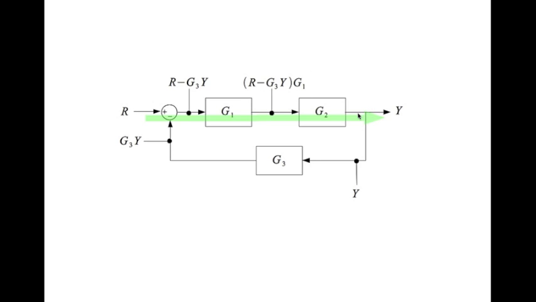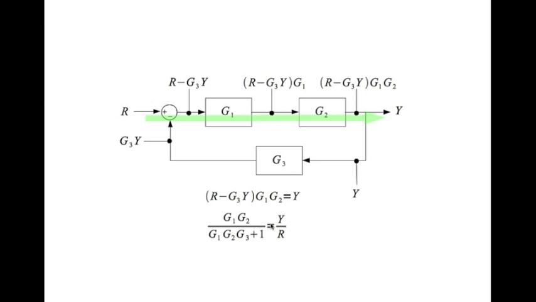Now let's see what the signal here is. The signal here is the signal at this point multiplied by G2, which is equal to (R minus G3 times Y) times G1 G2. Now incidentally this signal here is also equal to Y, so you can write down that equation and then you can simplify to get your transfer function out.